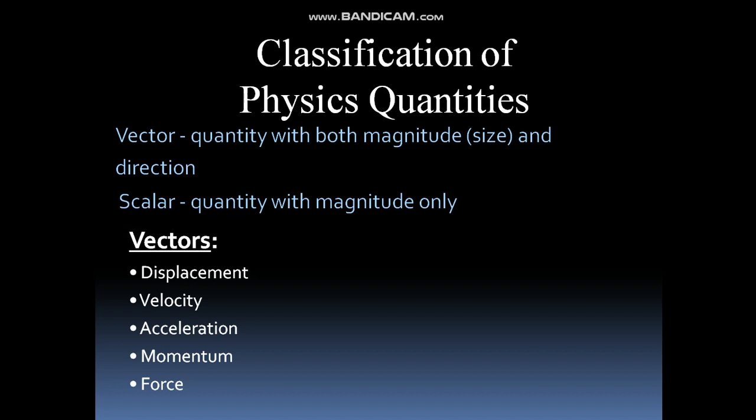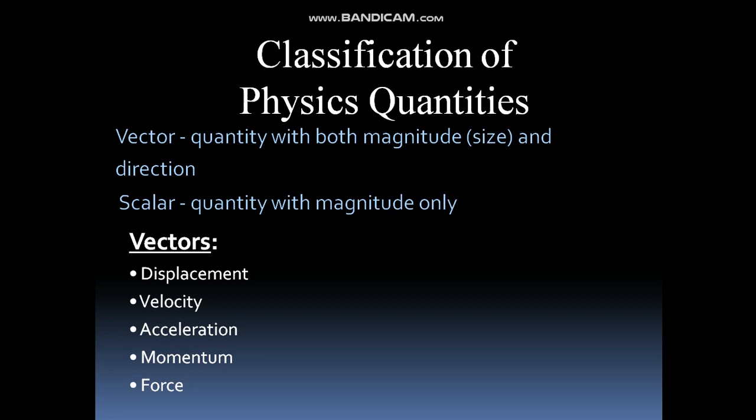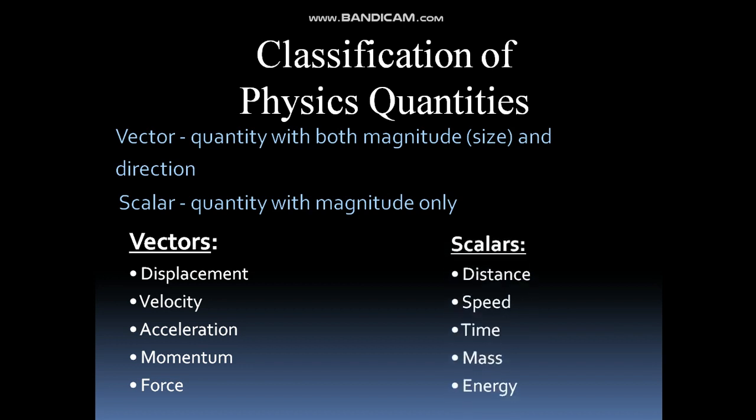And second is scalars, which do not require any direction. Rather, they can be expressed only in magnitude. For example, you have distance, speed, time, mass, energy.